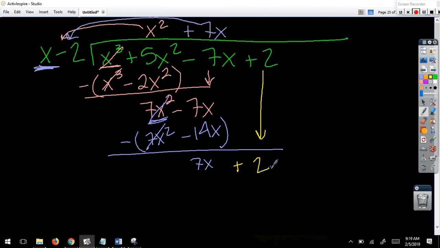What do you multiply x by to get 7x? 7. Wait, question. It should be 21x, right? Negative 7x minus negative 14x. I thought you already did this. I didn't change it. Got it. I told you, when it clicks, it clicks.